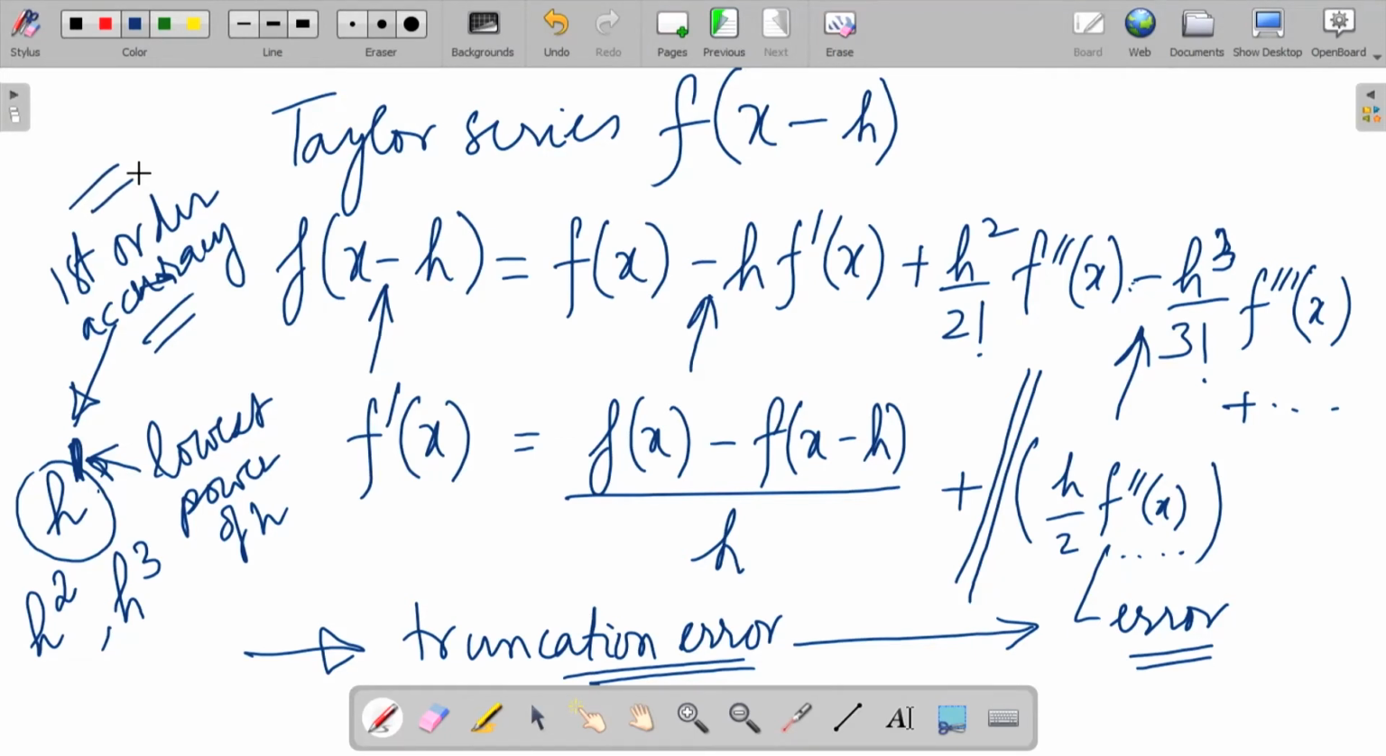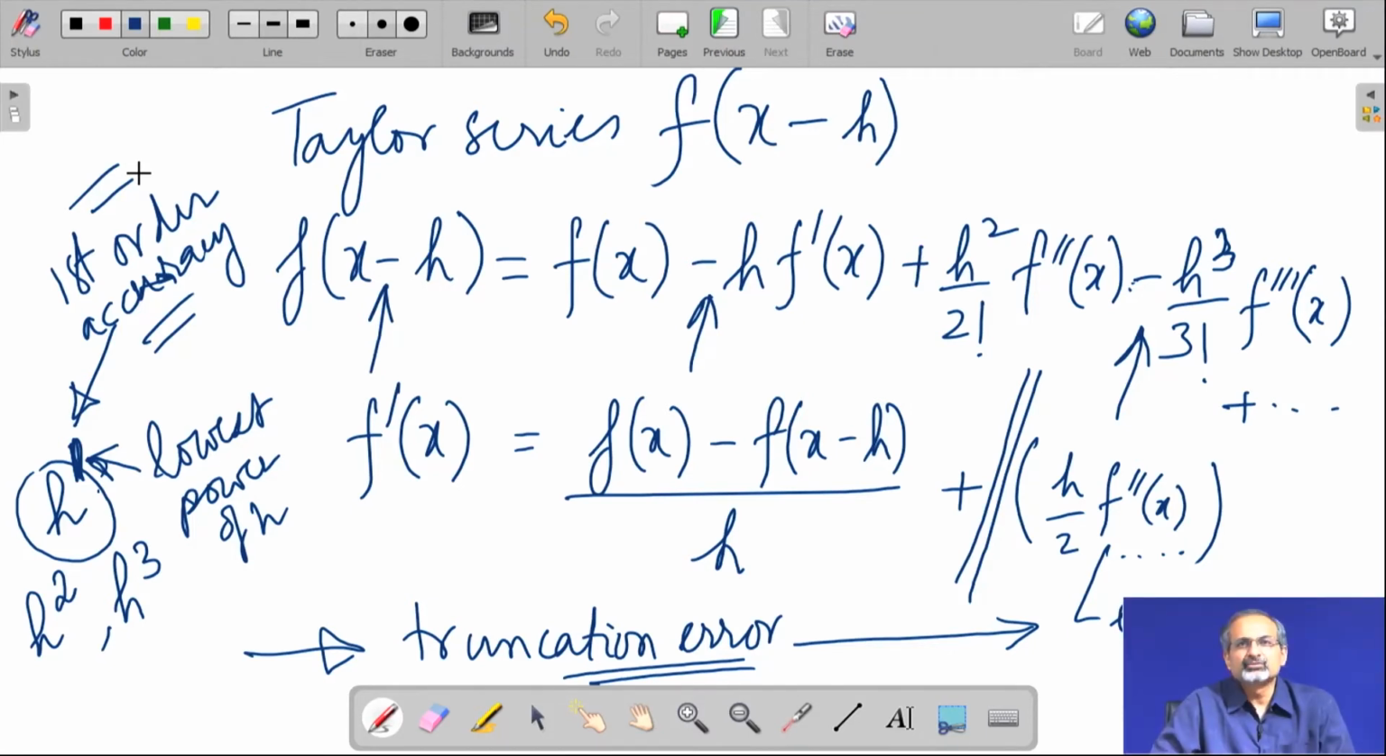If you had an index of h equal to 2, it would be second order accuracy. In general, our intention is always to look for approximations which have higher order of accuracy. The idea behind that is, if you have higher order of accuracy, in general you are able to capture finer details of the function's variation with x.